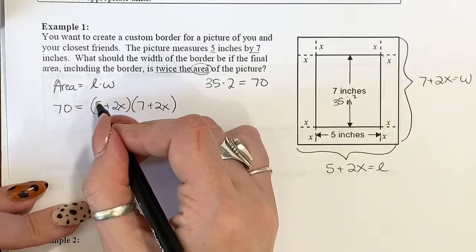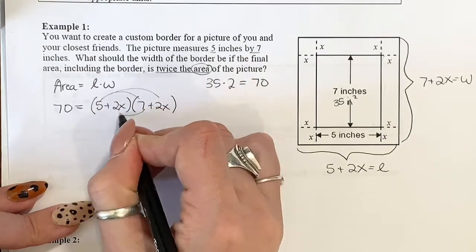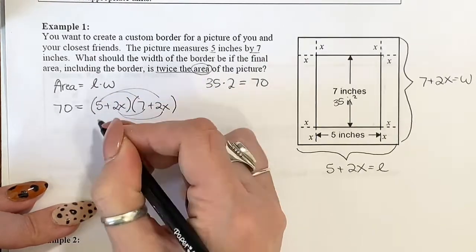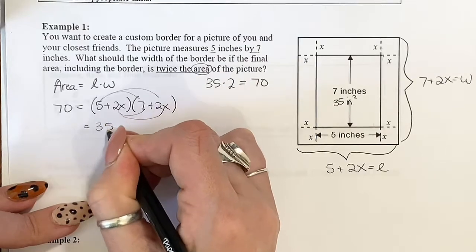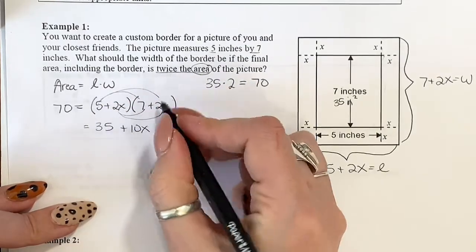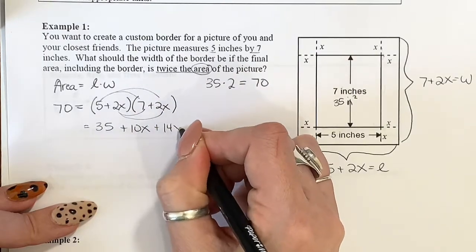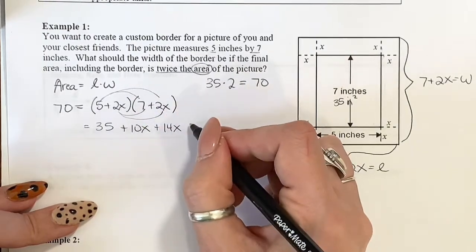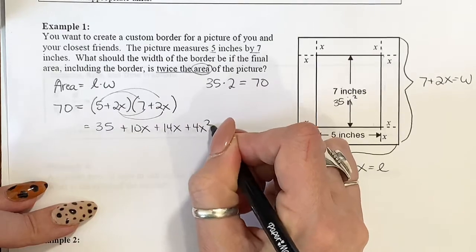So to do that, first we're going to have to FOIL this. We're going to do 5 times 7 is 35. 5 times 2x is 10x. 2x times 7 is 14x. And then 2x times 2x is 4x squared.